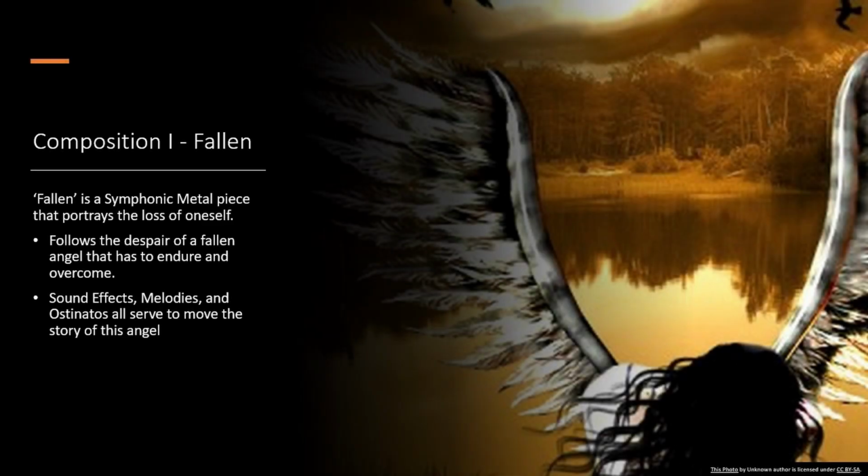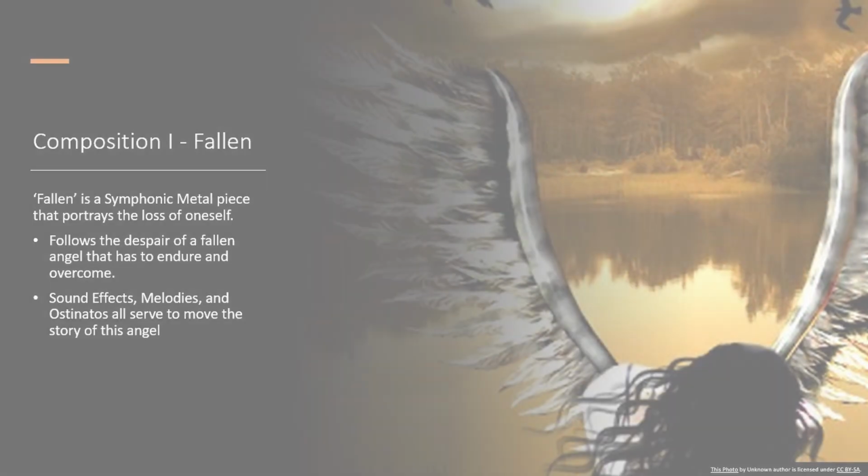Composition 1, Fallen, is a symphonic metal piece that portrays the loss of oneself. The concept of this piece was that of a fallen angel. Through the introduction of the storm and beating drums in the beginning, I wanted to set a path of despair that would transcend into a triumphant melody that pushes and pulls as life does itself. I spent a great deal of time relearning why I love metal music so much and why I have so much respect for the artists who create this music, because this was no easy undertaking.